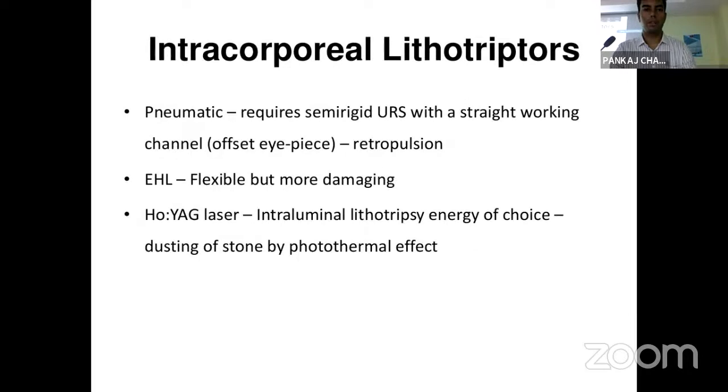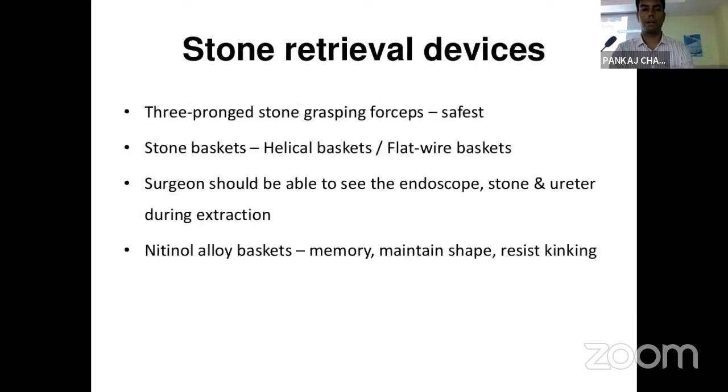Intracorporeal lithotripters: pneumatic lithotripters are required in semi-rigid URSL with a straight working channel, that is offset eyepiece. Retropulsion is there in pneumatic. Electrohydraulic lithotripters are flexible, but more damage is done by them. Holmium YAG laser intraluminal lithotripsy is the energy of choice. Destruction of stone is by photothermal effect.